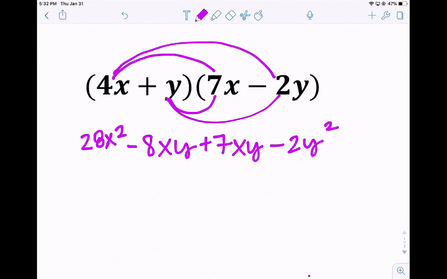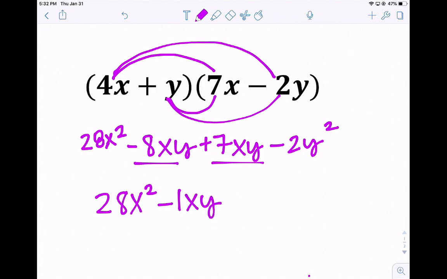At this point now we combine like terms. They should be in the middle, and they in fact are. So we have 28x squared. Negative 8xy plus 7xy is going to be negative 1xy, and then minus 2y squared. We cannot put these together, the x squared and the y squared, because one's x and one's y. We put xy in front of the y squared term because we put them in alphabetical order first.